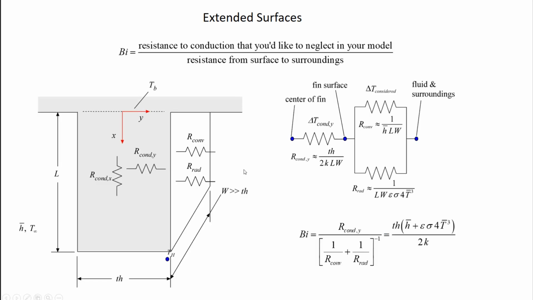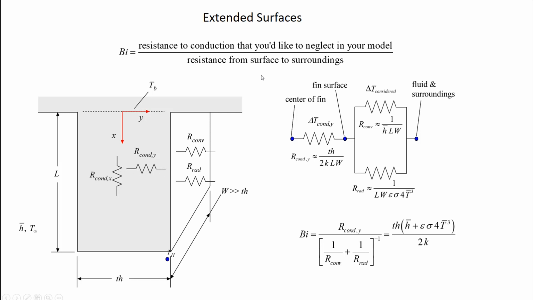So for example, we may have a situation like this where now both convection and radiation are important from the surface, right? I still maybe want to use the extended surface approximation, but the Biot number I need to calculate is no longer the same. Right now it's changed because I have from the surface both convection and radiation resistances, right? So if I go back to this idea of a Biot number, I need to compare the resistance to conduction that I'd like to neglect in my model. Well, that's still R conduction in the y direction, right? I'd still like to neglect temperature gradients in the y direction.